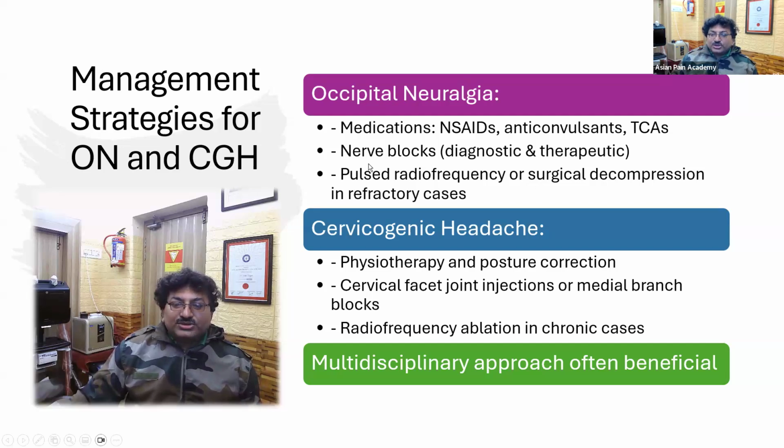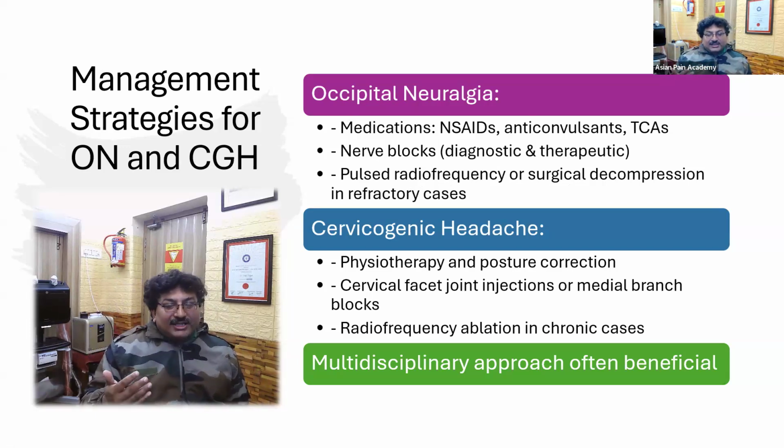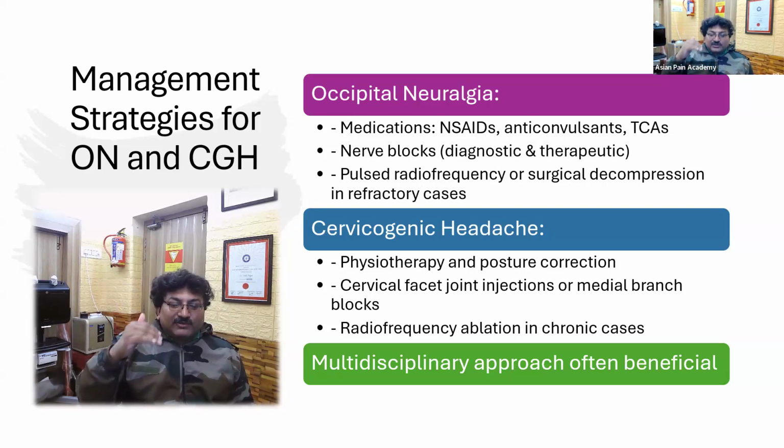And here we used to do a pulse radiofrequency ablation if it is not responding to the local anesthetic steroid injection. Remember, in those days we usually were not able to reach the deeper area, that means where the nerve is actually in between the semispinalis capitis and the obliquus capitis. But nowadays, definitely with the help of the ultrasound, we go there and inject.